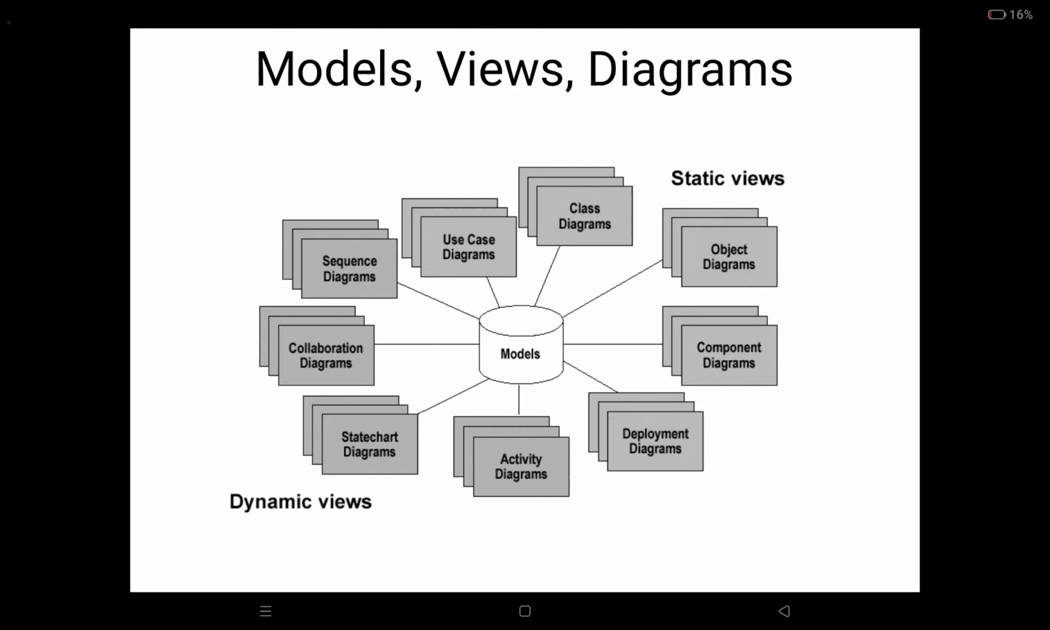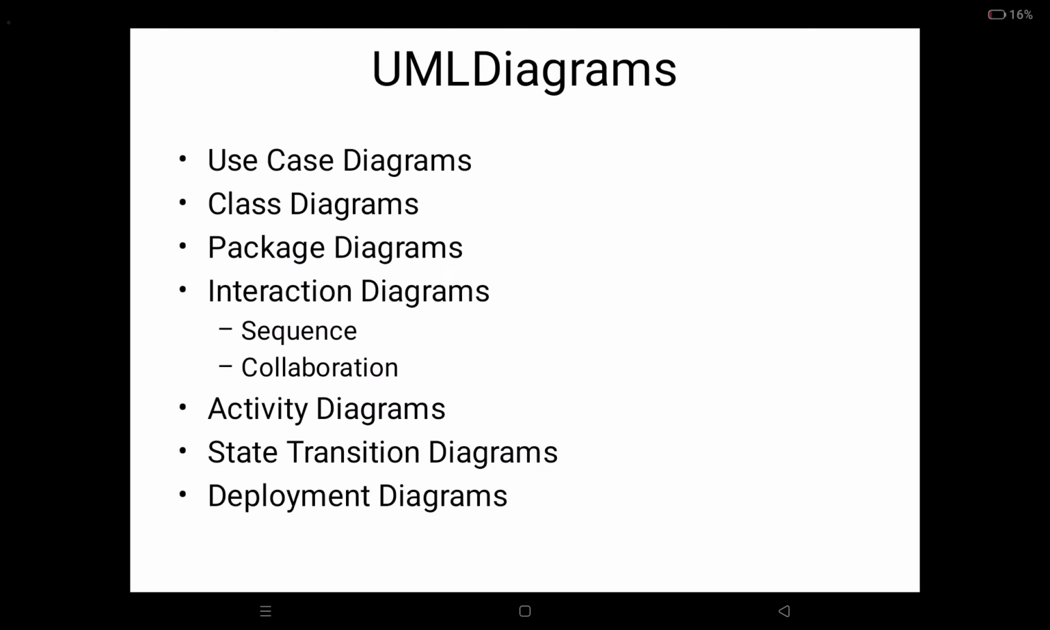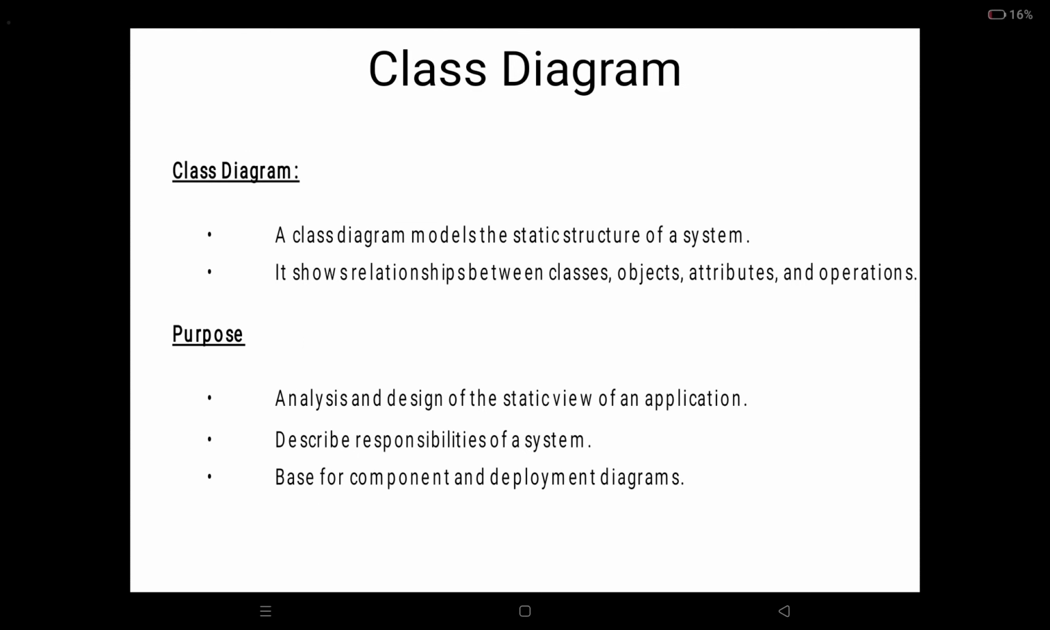Okay, so UML diagrams can be divided into two types: static views, that is called the structural diagram, and dynamic view, that is called the behavioral diagram. The examples of static diagrams: package diagram, class diagram, object diagram, component diagram. The behavioral diagram examples: activity diagram, use case diagram, state machine diagram, sequence diagram, communication diagram. These are the various UML diagrams: use case diagram, class diagram, package diagram. Interaction diagram is basically classified into two types: sequence diagram and collaboration diagram. Then activity diagram, state transition diagram, and deployment diagram.